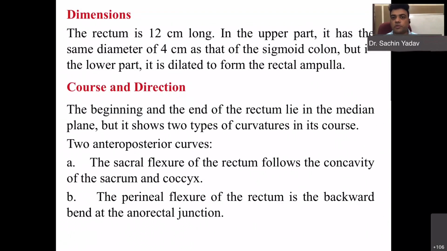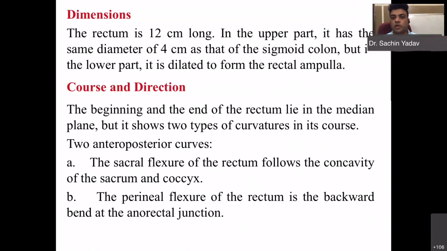Now we'll see the course and direction. The beginning and the end of the rectum lie in the median plane. But it shows two types of curvature, as we saw in the previous slide, that is anteroposterior and lateral. So there are two anteroposterior curves, the sacral flexure and the perineal flexure. The sacral flexure follows the concavity of the sacrum. Okay, so the sacrum is convex backward and concave forward. The perineal flexure of the rectum is the backward bend at the anorectal junction, meaning it is convex anteriorly here.